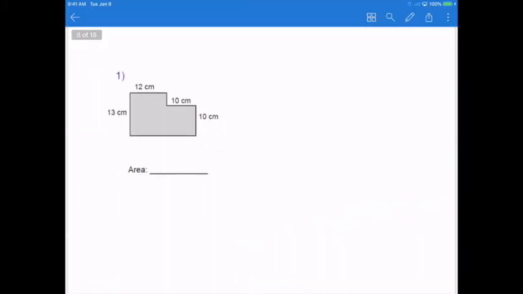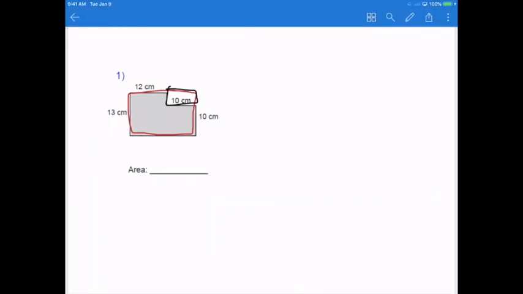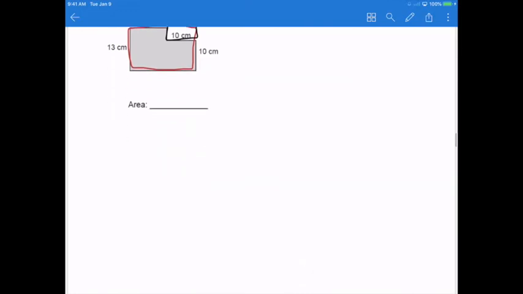Next one. What you're going to do is try to find the area of this shape. There are 2 ways to do it. One way you could do is break it into 2 separate rectangles and then add them together. Or what you could do, and some kids like to do this, is make it into one big rectangle, then subtract out the rectangle that's actually not there. So either way works. It's up to you. Okay, pause and then hit play when you're ready.